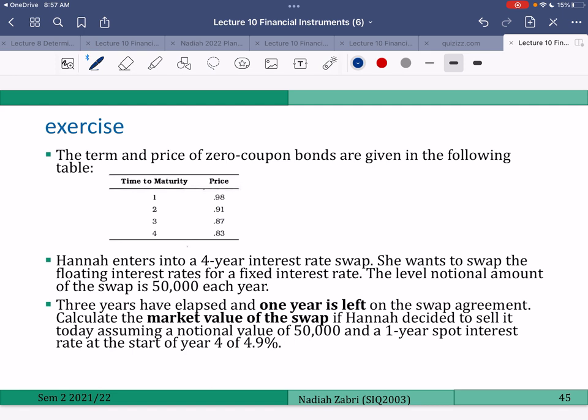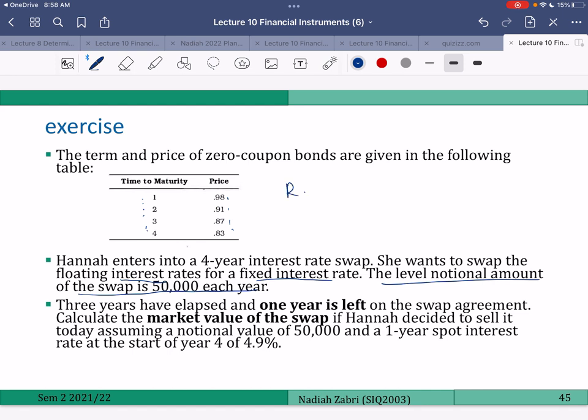This is the term of a zero coupon bond and the price of a zero coupon bond. Okay, Hannah enters into a 4-year interest rate swap. She wants to swap the variable rate with a fixed interest rate. The level notional amount of the swap is 50,000 every year. So Q is level, so we can use a simpler formula to calculate R.